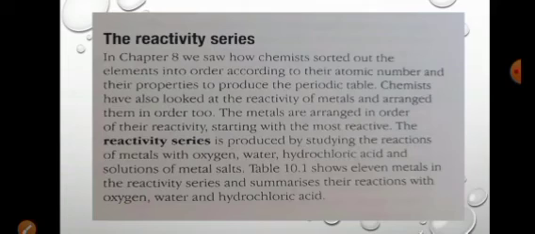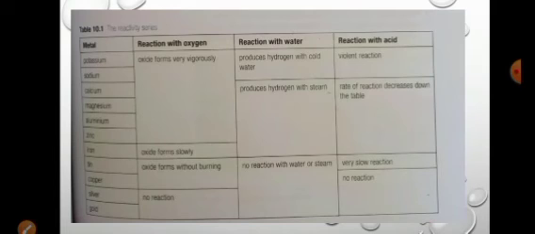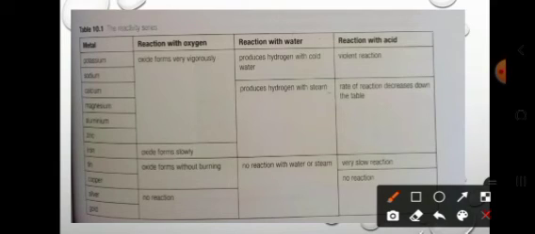The reactivity series is produced by studying the reactions of metals with oxygen, water, hydrochloric acid, and solutions of metal salts. Table 10.1 shows 11 metals in the reactivity series and summarizes their reaction with oxygen, water, and hydrochloric acid. This is table 10.1. As you can see, we have the metals starting from potassium and ending with gold, and then we have the reaction with oxygen, reaction with water, and reaction with acid. As we move downwards, the reactivity is decreasing.